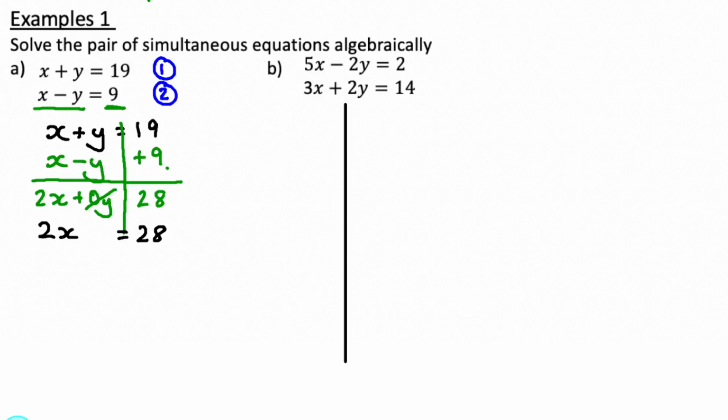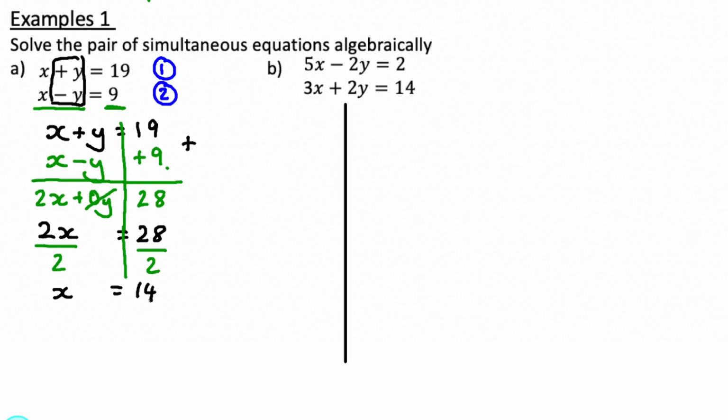All I've done there, really, is add up equation 1 and equation 2, and in doing that, I've eliminated the y terms. I've got 2x is equal to 28. And then from this step, we know what to do. We can just divide both sides by 2, which is going to give me x equals 14.